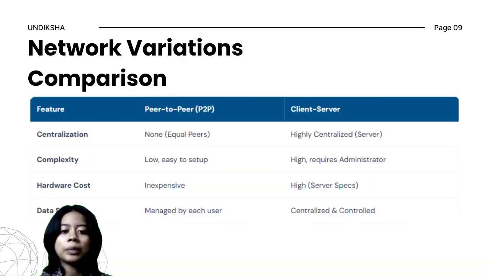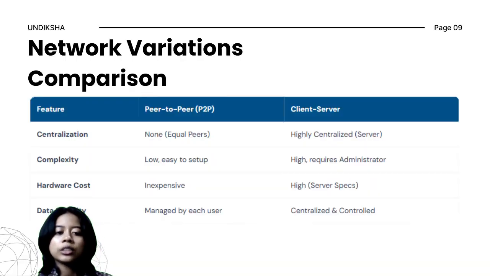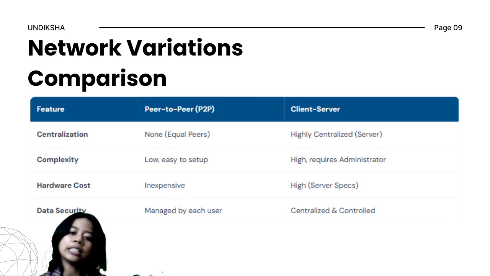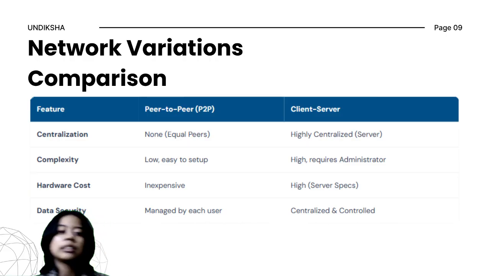When we analyze this comparison table directly, we can see that choosing between P2P and client-server architecture involves clear engineering trade-offs. Centralization and security: P2P distributes data across all endpoints, meaning security parameters are weak and must be manually configured by each individual user. Client-server centralizes all data and access rights onto the server, providing controlled, highly reliable, and easily auditable security.